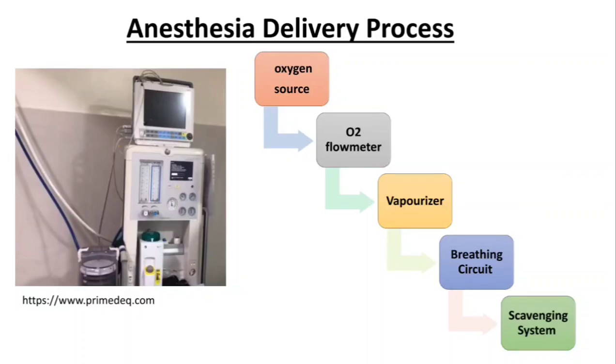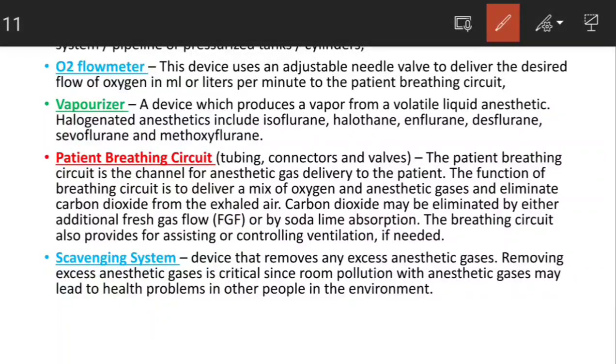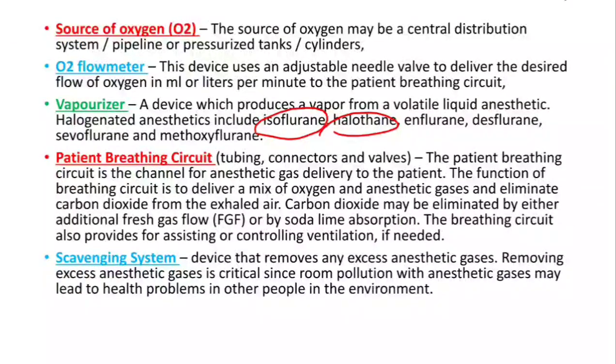Then we have the vaporizer. The vaporizer is the component that will convert the liquid anesthetics into gases. It converts the volatile liquid anesthetics. What are the examples? Isoflurane, halothane. The vaporizer will convert these into vapors, and it will mix into the airflow to reach the perfect concentration. It should not be too light, not too deep. So that's why.